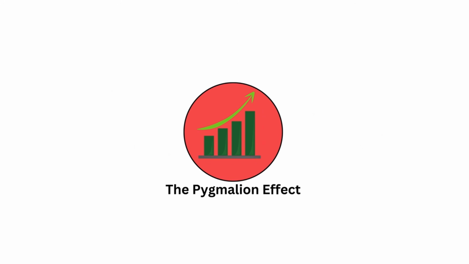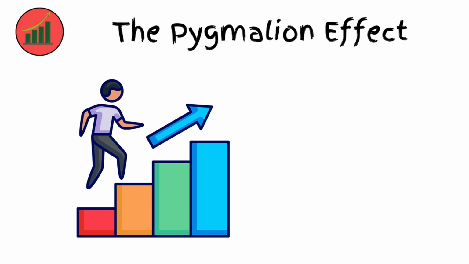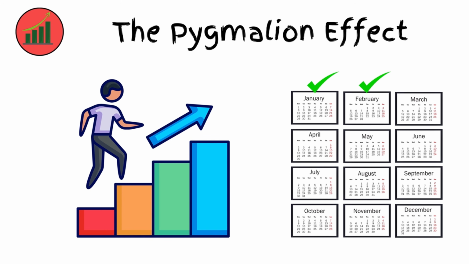The Pygmalion effect. The Pygmalion effect suggests that higher expectations can lead to improved performance. For example, aiming to reach a 1-year goal in just 3 months will boost your productivity.